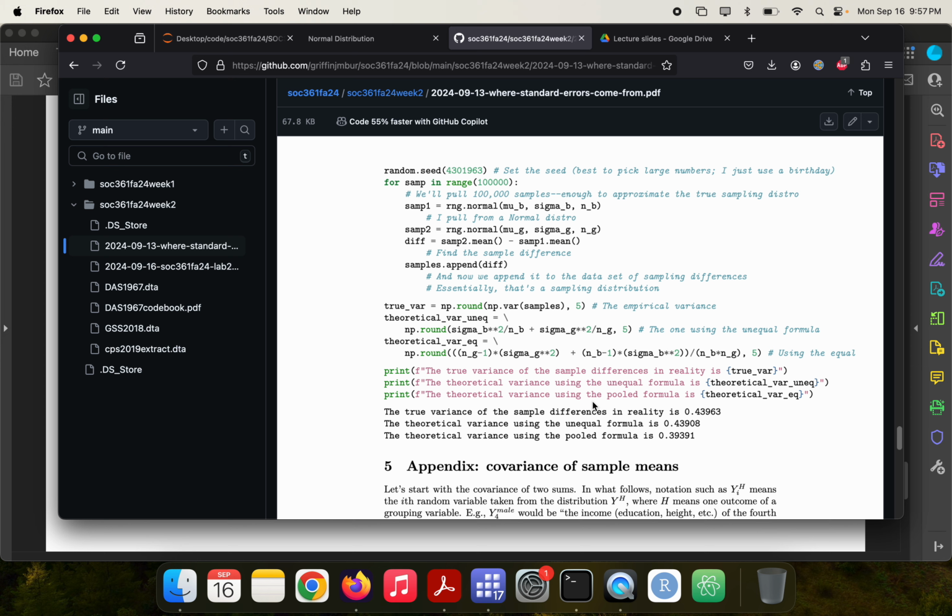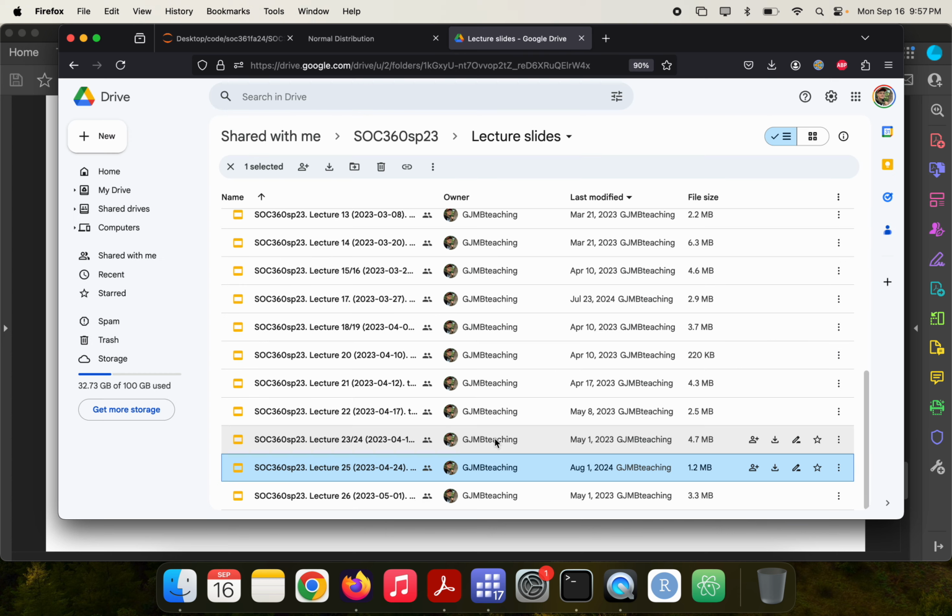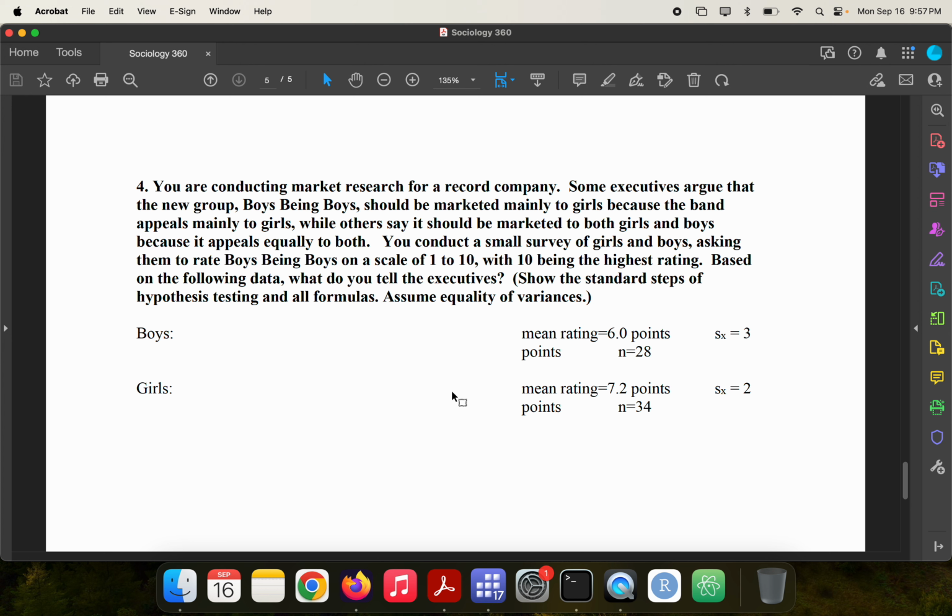If you take the standard error derived from the data and simulate, in this case, 100,000 samples, trying to get the true sampling distribution, then the unequal formula better approximates the empirical variance of the differences in the means as opposed to the pooled formula. So there's a pretty good justification for it. People do disagree on these things. Yeah, that's more or less it.